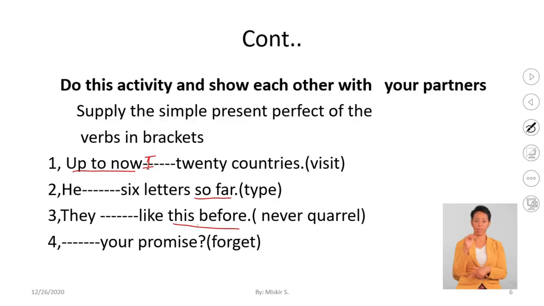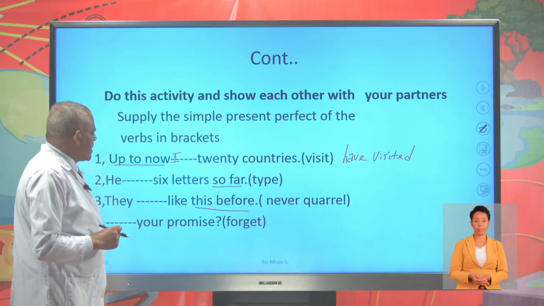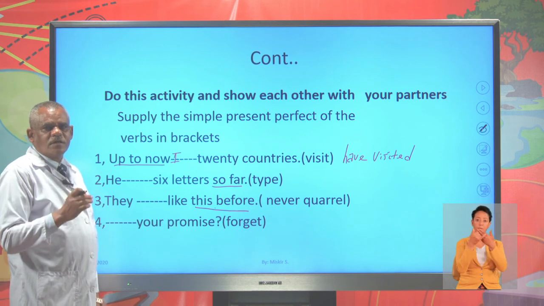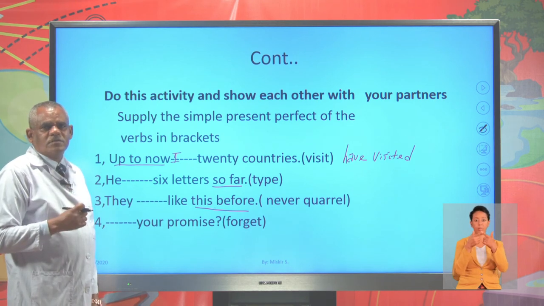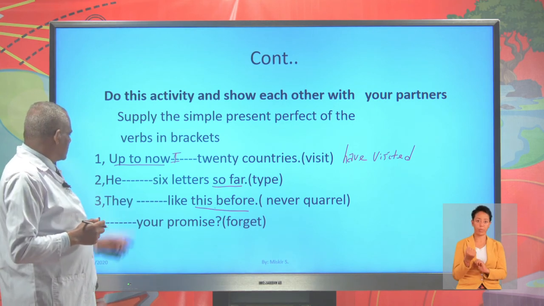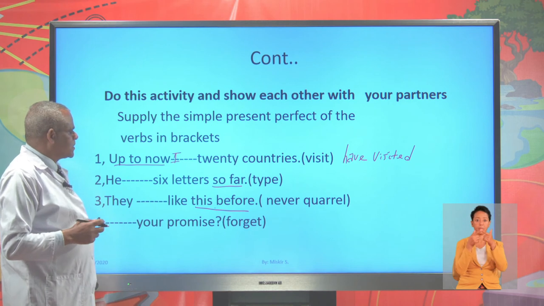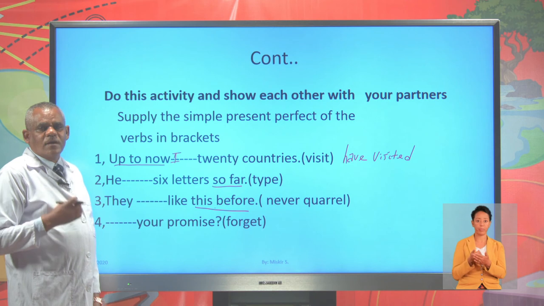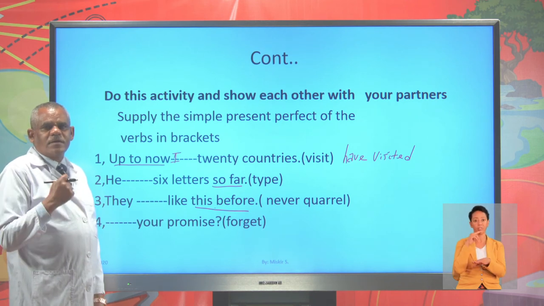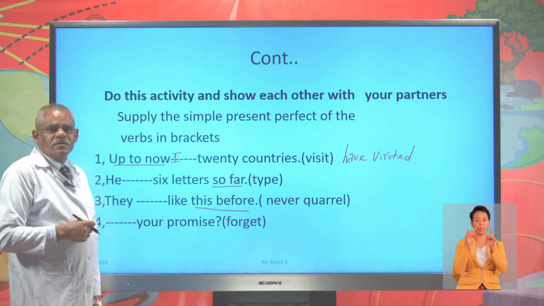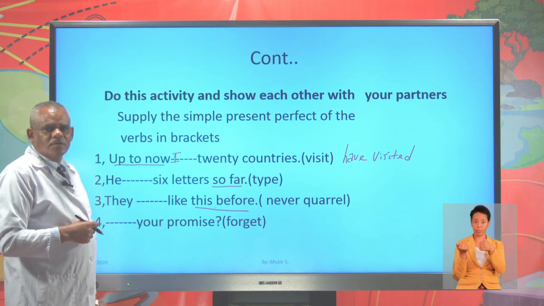Up to now I have visited 20 countries. This is a very interesting question which stands for the second case, that is, without definite time. We can use it. He has typed 6 letters so far. You see? This is with a time adverb. It shows a recently completed action. This refers to the first case that we have mentioned, that is A.